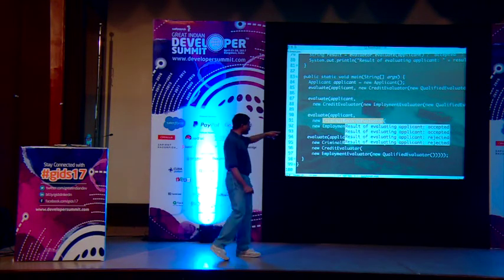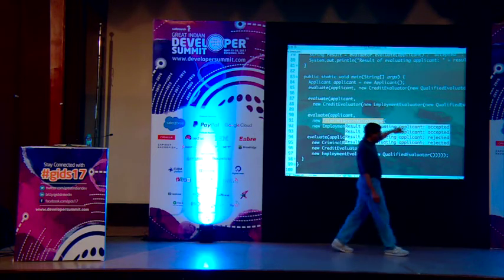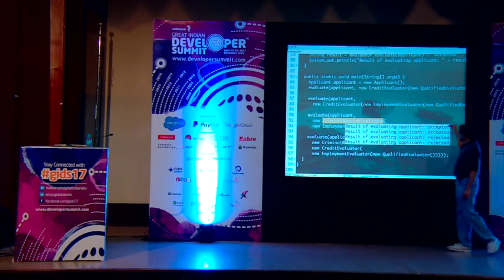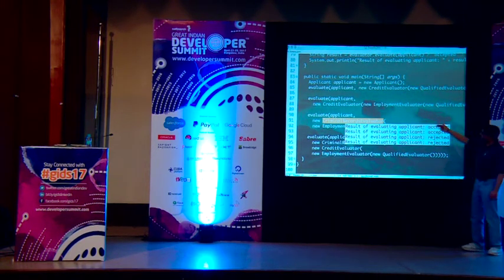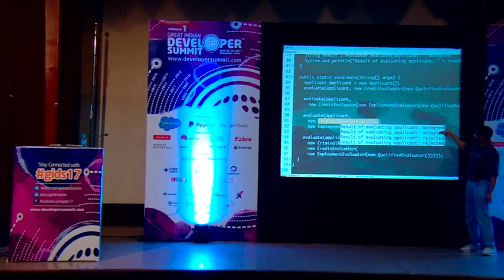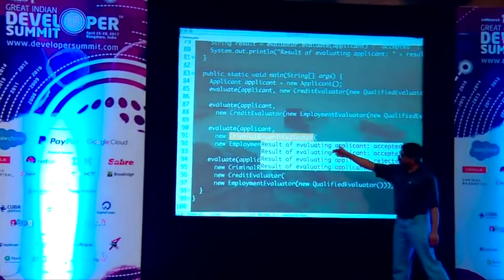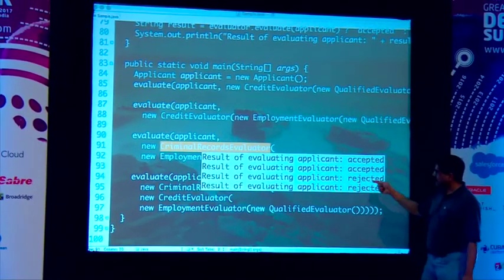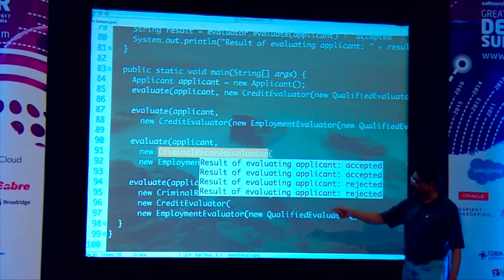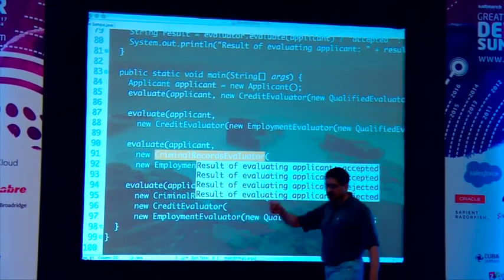So the result of evaluating the application of the first one, only on the credit and qualified: accepted. The person has credit, is qualified. Second one, credit and employment: has credit, employment is good. Next one, criminal, employment, and whatever that was: rejected because the person has a criminal record. Last one again, criminal, credit, employment, and qualified: still rejected because the person has a criminal record.